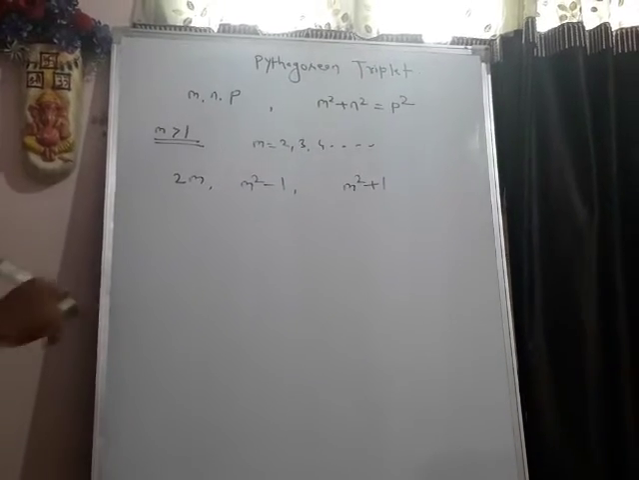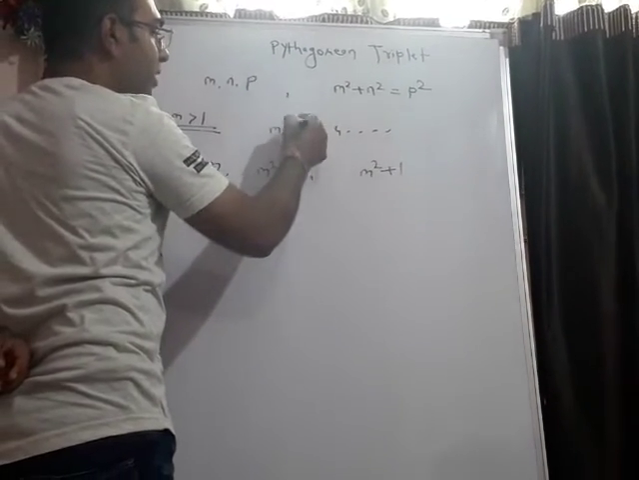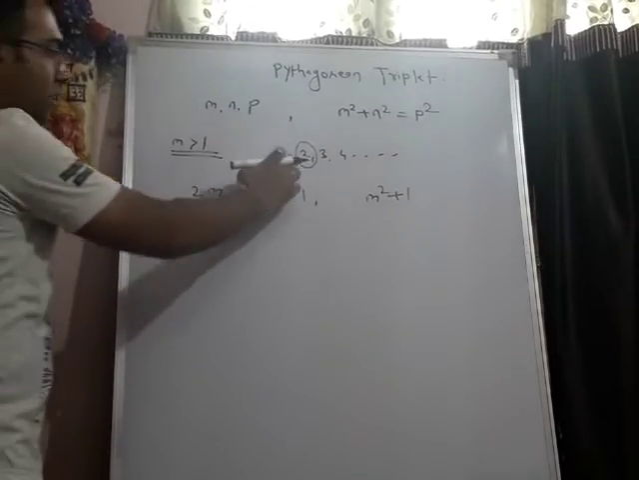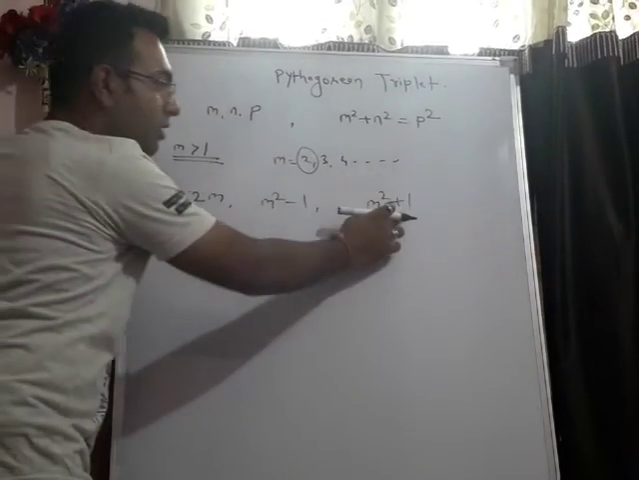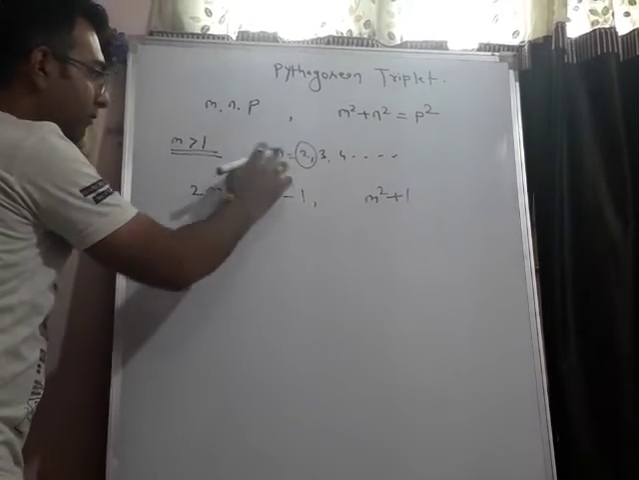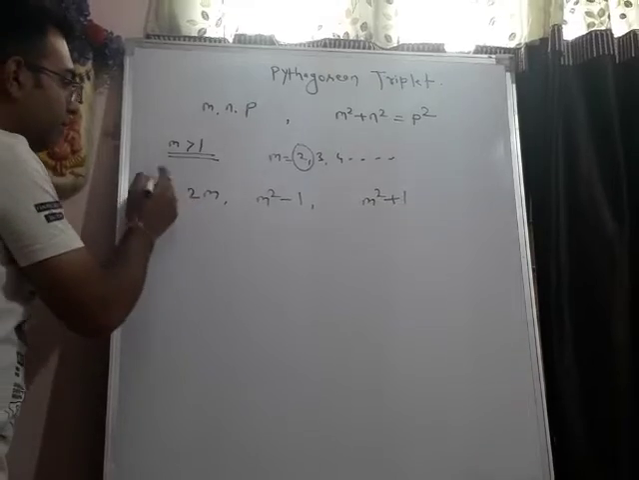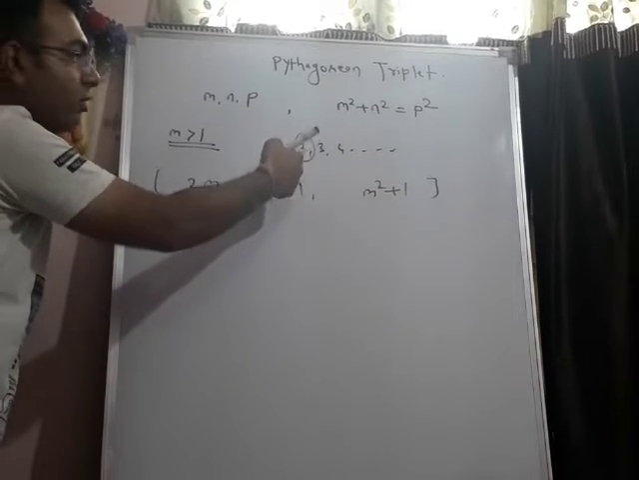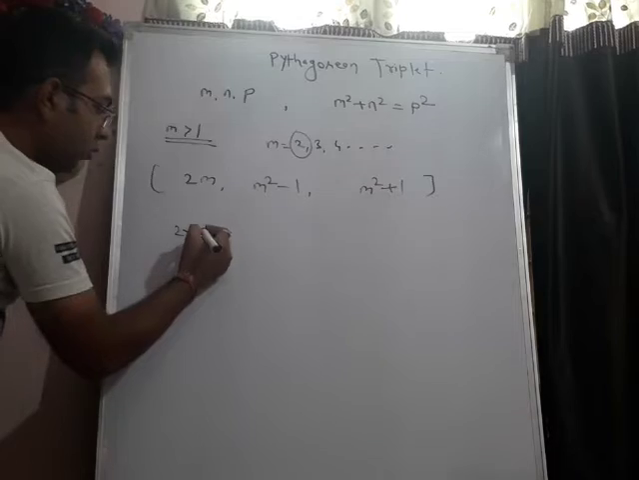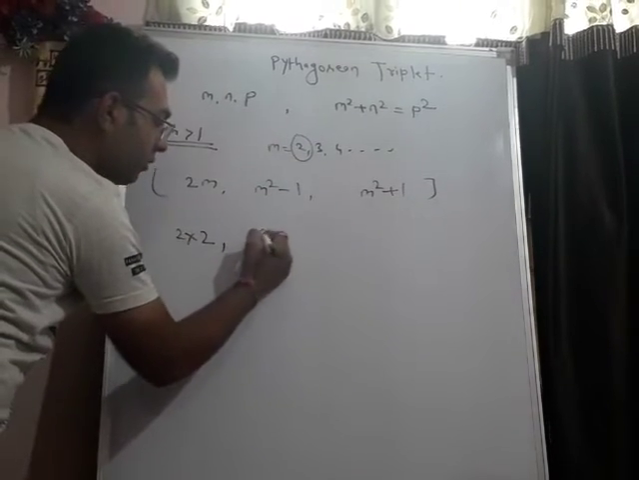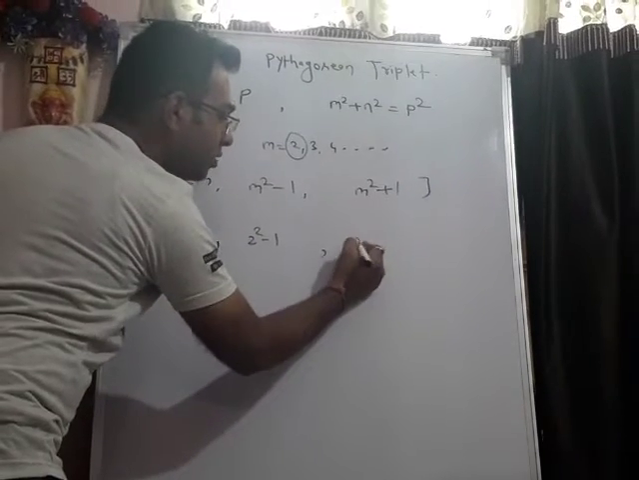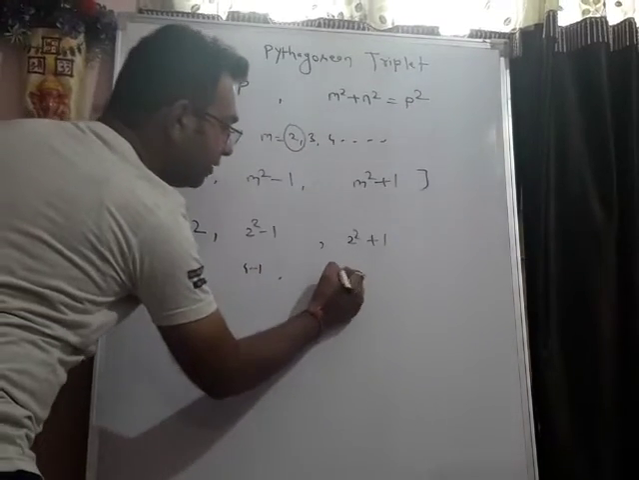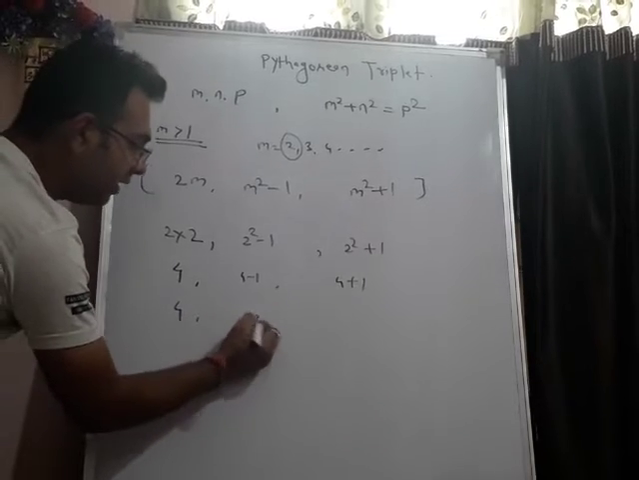Let me explain how it will work. Let's say you are asked to find the Pythagorean triplet for n equals 2, that will satisfy this relation. How? So n is 2, that means I need to find 2n, n square minus 1 and n square plus 1. So put n equals 2 in this set. For 2n it will be 2 into 2, comma, n square minus 1 means 2 square minus 1, comma, n square plus 1 means 2 square plus 1. So it is 4, it is 4 minus 1 and it is 4 plus 1. It is 4, it is 3, it is 5.